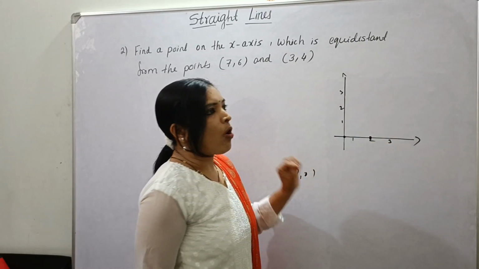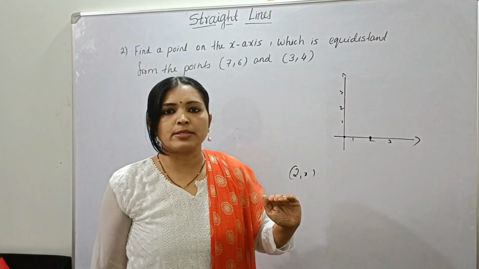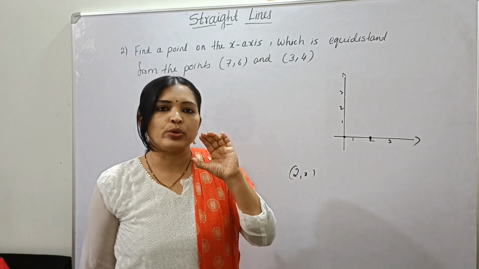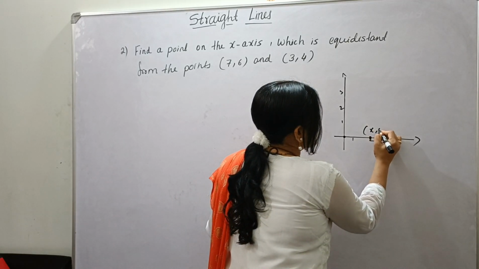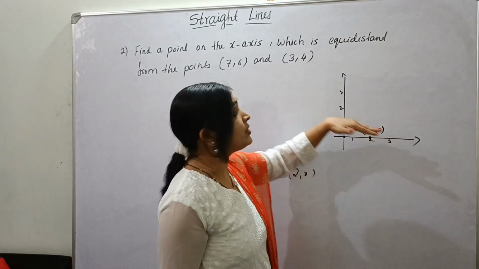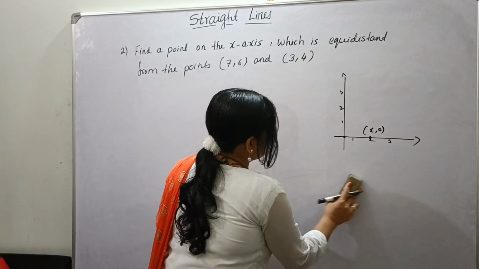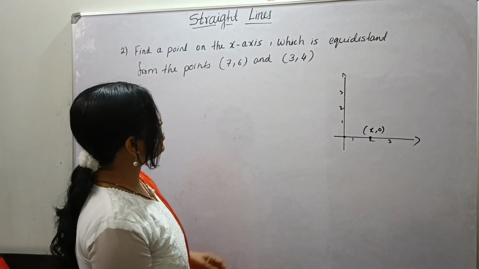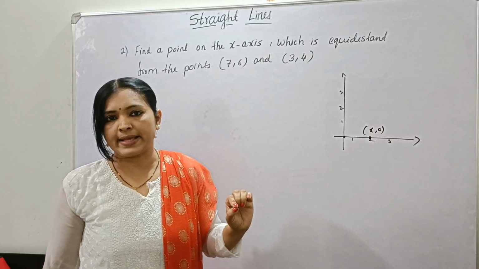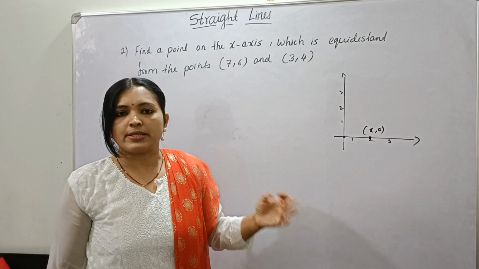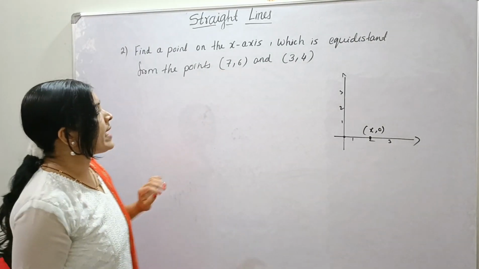Therefore, a point on the x-axis, remember, means the y coordinate value is 0. Let us take this point to be x0. We don't know the value of this point; I have given it just as an example. Here we have to find a point on the x-axis, where the y coordinate is 0, which is equidistant from the points (7, 6) and (3, 4).